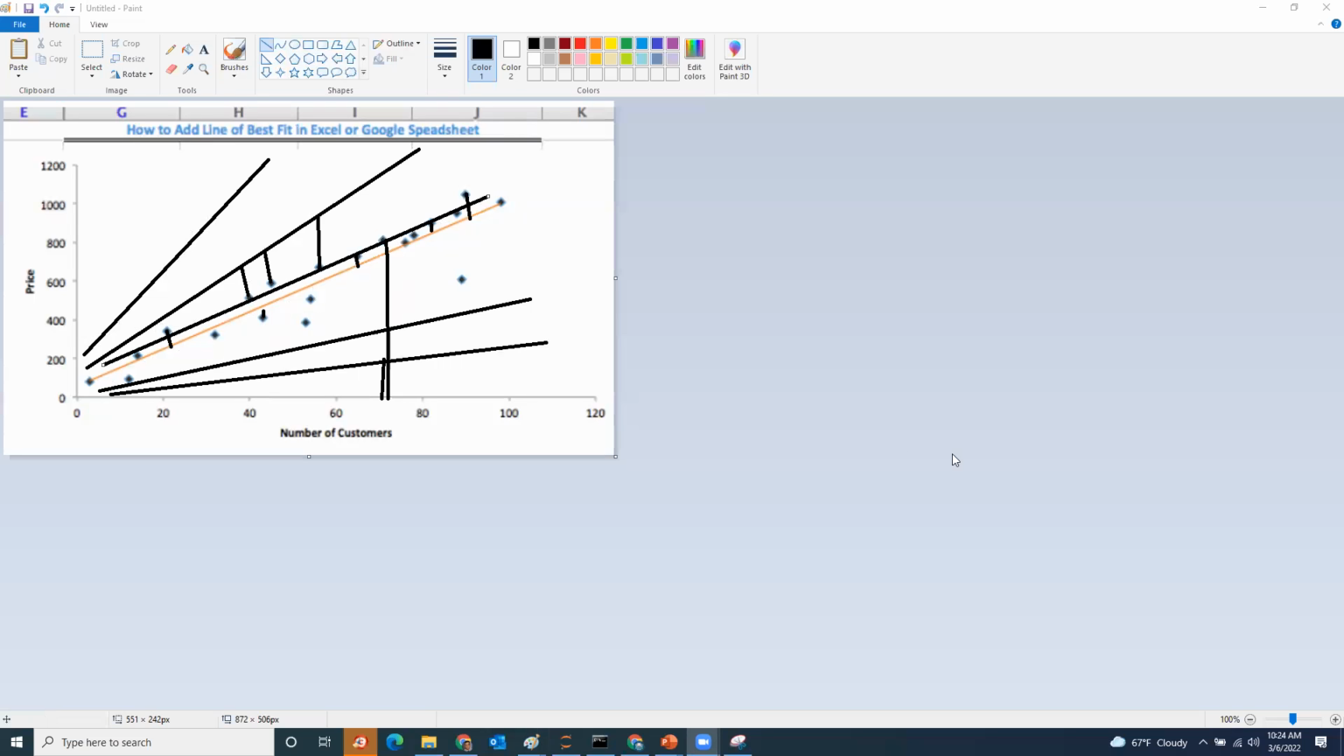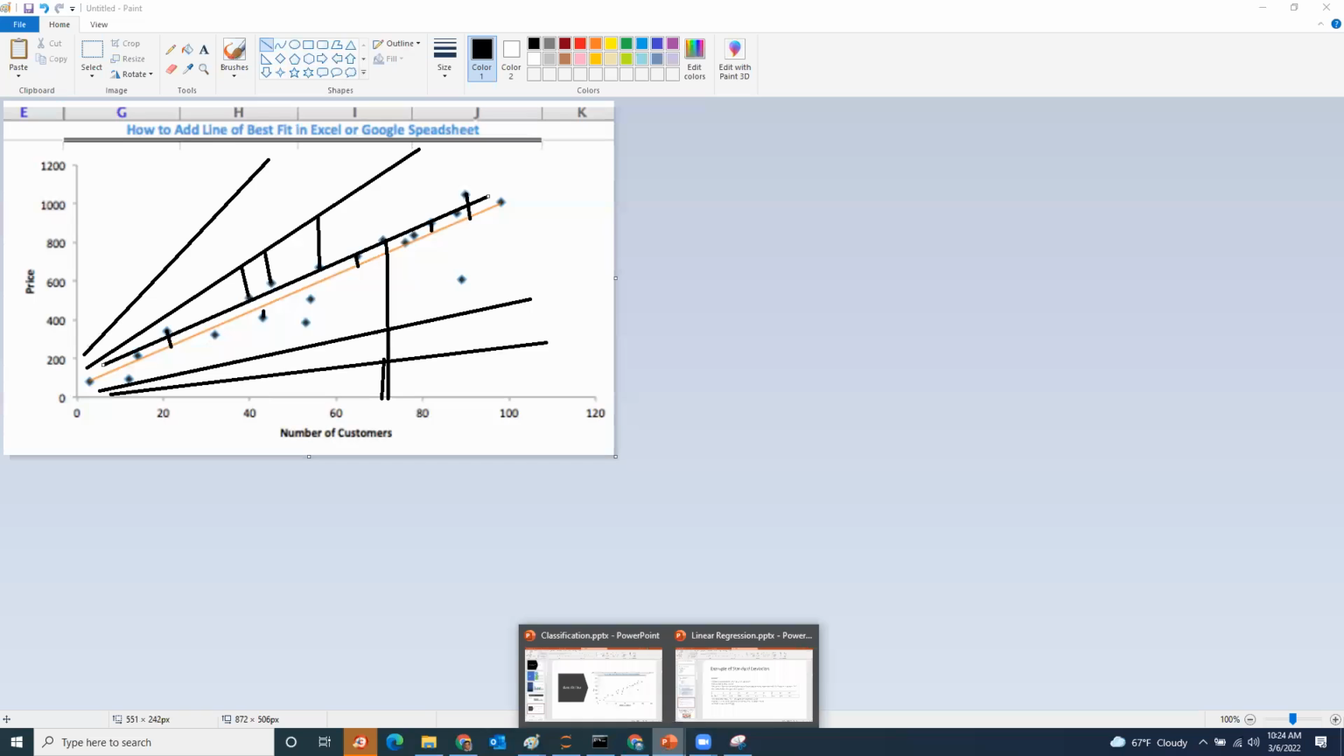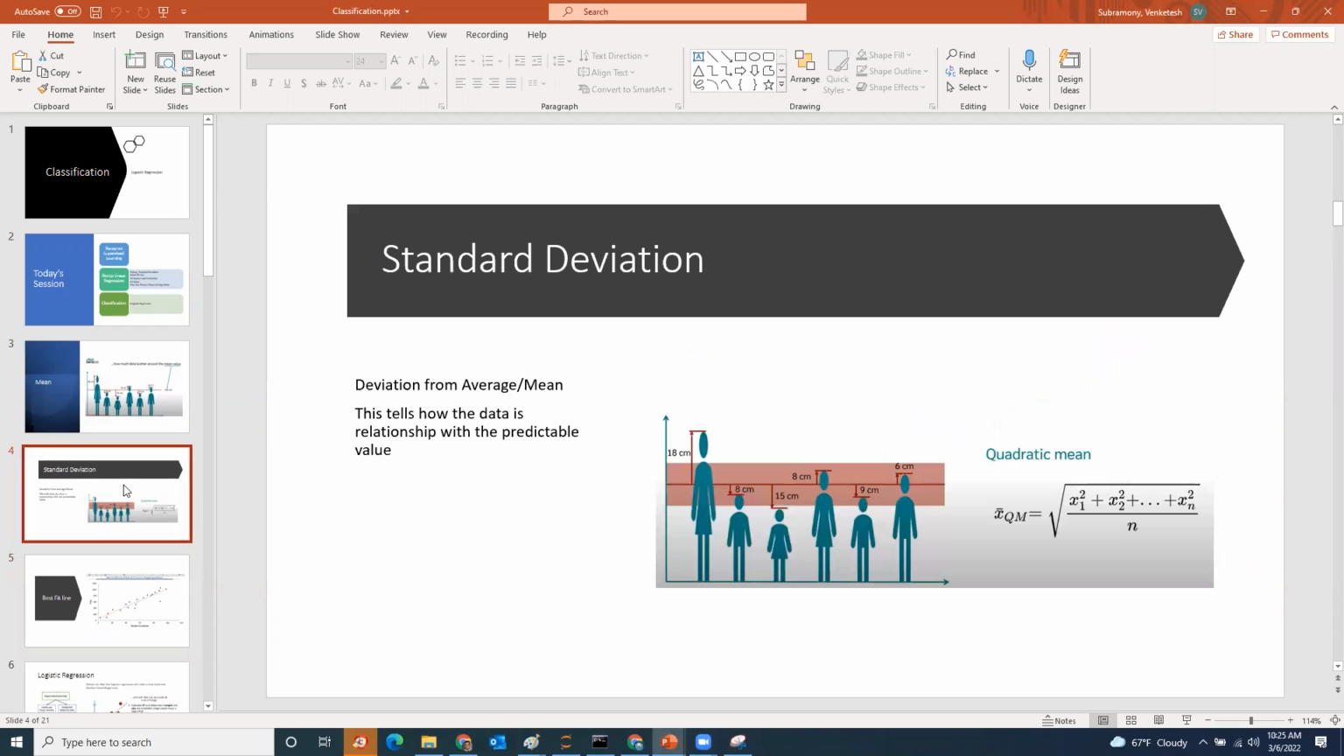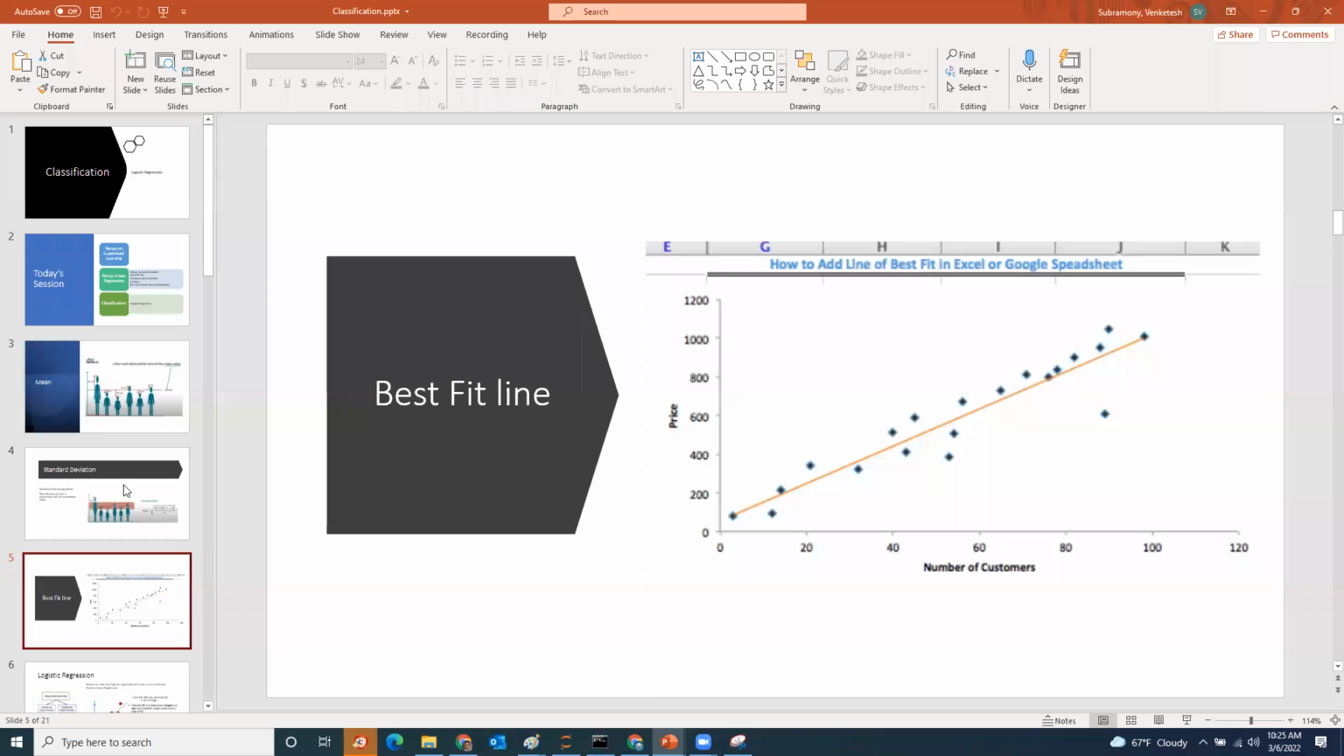Okay, some of the terms you need to understand here. I'm just going through this. In linear regression, the one thing you have to keep in mind is that you need to have the best fit line. Let me go to the next slide.